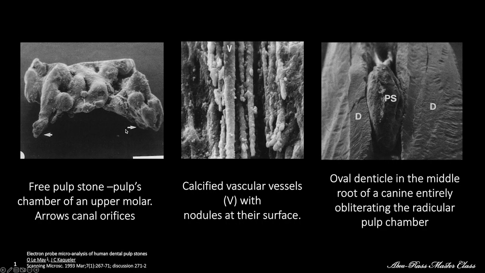Performed in France by Dr. Lemay, in which he used electron probe microanalysis of human dental pulps. This is a pulp chamber, this is calcified vessels, and this is a pulp stone right in the middle of a canine canal, separating the pulp into a coronal portion, starving, and a radicular portion.